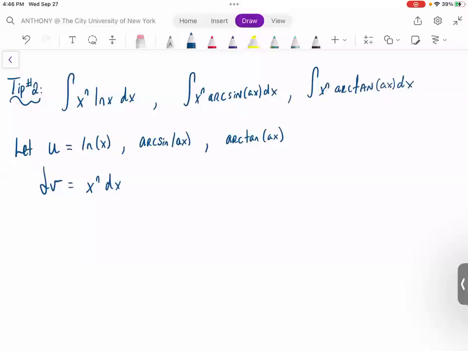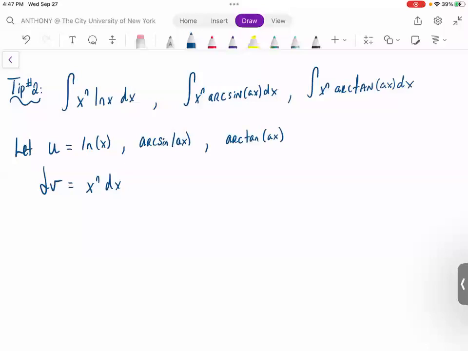All right, so for my tip number 2, I said that if you have the integral of x to the n ln of x dx, the integral of x to the n arc sine of ax dx, or the integral of x to the n arc tan of ax dx, you're going to make your u be the complicated part of the integral. Why? Because these terms are actually easier to get the derivatives rather than their anti-derivatives. And in this case now, because it's easier to get these derivatives rather than their anti-derivatives, this antiderivative now seems much easier, right? You just got to use some sort of general power rule.